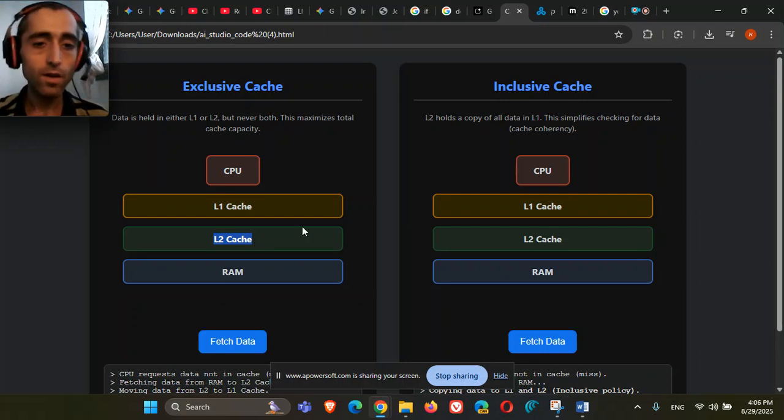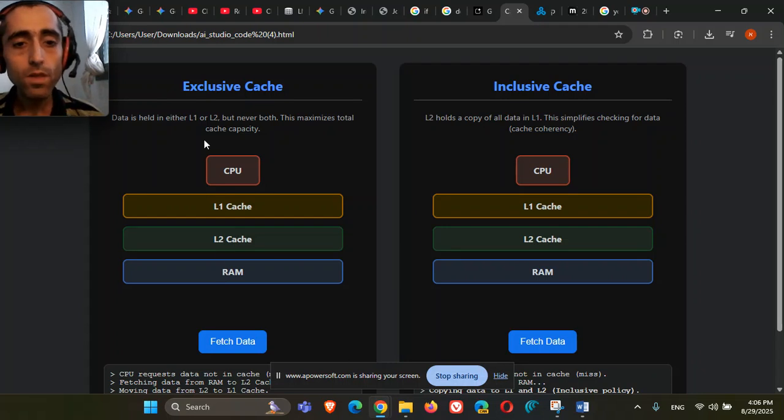Now, L1 is the one that is closest to the CPU. It's the fastest cache, but also the smallest cache. You can store the least amount of data compared to all other levels of cache, but it's the fastest one and closest to the CPU. The L2 cache, as you can expect, is slower but bigger and farther away from the CPU. And then sometimes we have L3 cache, again slower and bigger than L2. And then there is the main memory, the RAM. And there is the secondary memory, the SSD and hard drive and everything.